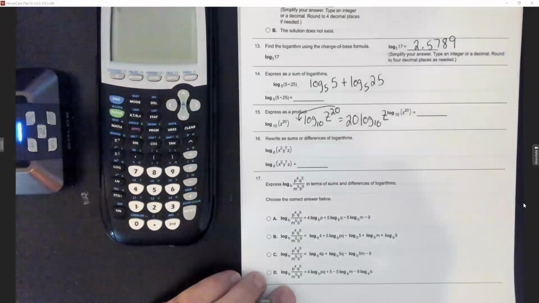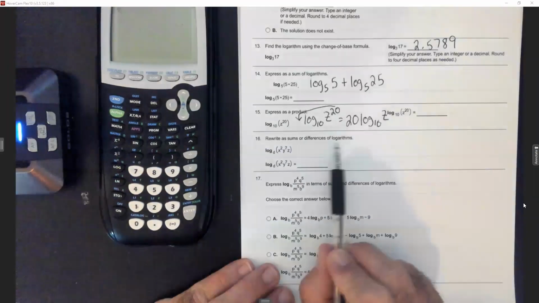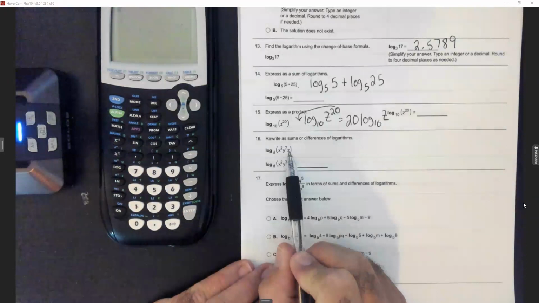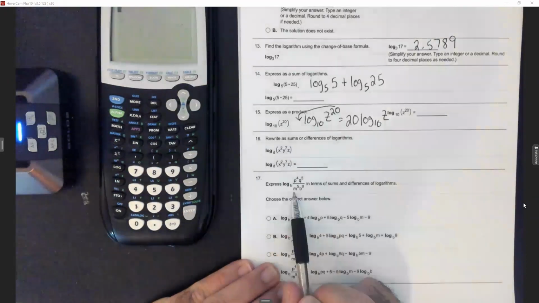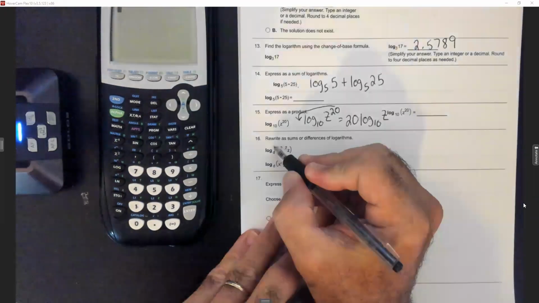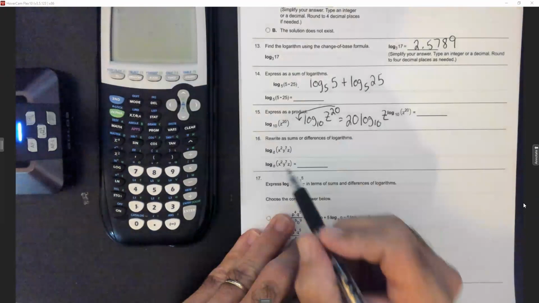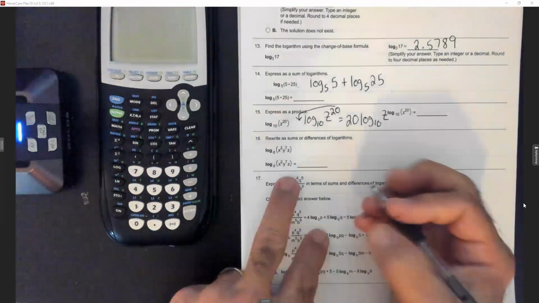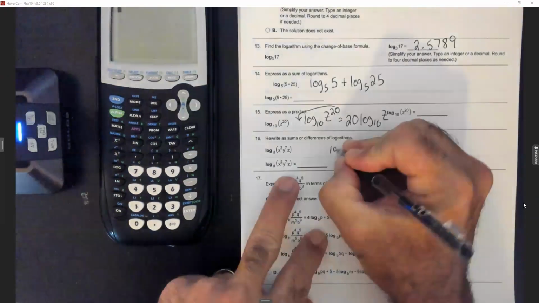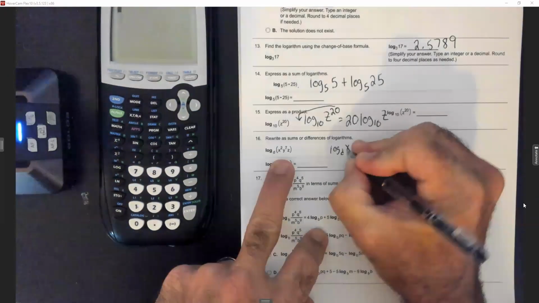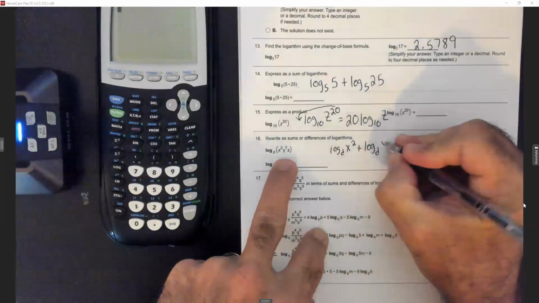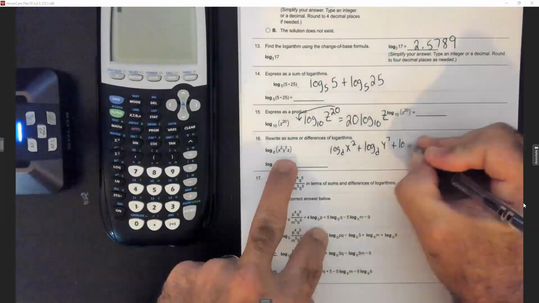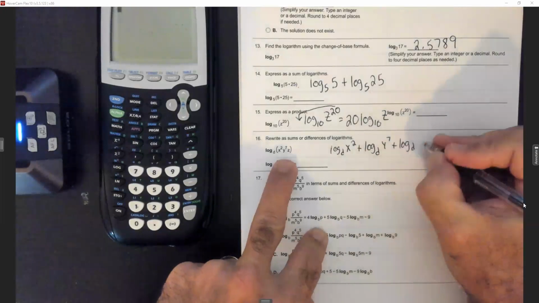All right, so this one, rewrite as sums or differences. Well, since these are all being multiplied, it'll be a bunch of sums. You can only have differences when they're being divided like that next one, okay? So what we got to do is distribute that log base D to everybody. So we'll have a log base D of X squared plus a log base D of Y to the seventh plus a log base D of Z.